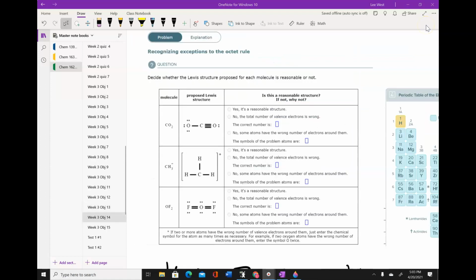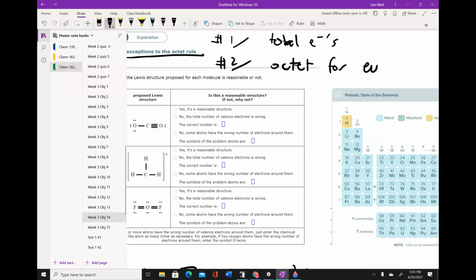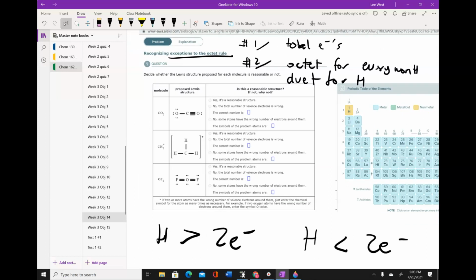With this problem, we have to recognize whether we are not following the octet rule and decide whether a Lewis structure is reasonable or not. There are 2 things that we're going to check. Number 1 is that the total electrons is correct. And number 2 is that we have an octet for every non-hydrogen atom, and that we have a duet for hydrogen. If we don't have those things, it's not a good Lewis structure.